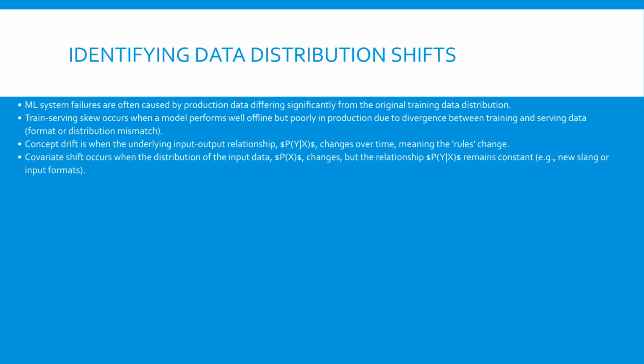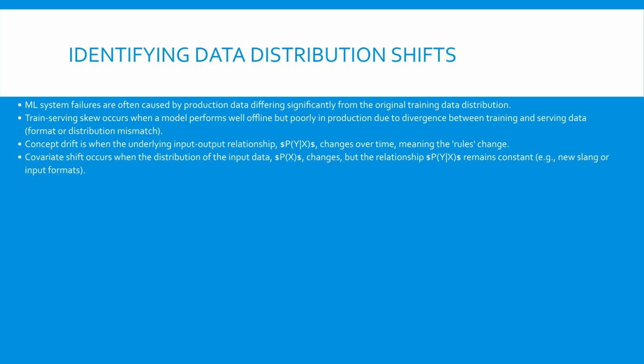Since production data is always changing, we need to know how these changes manifest. The general term for the discrepancy between the expected data and the data actually seen is a data distribution shift. One major consequence of this shift is called train-serving skew. This happens when your model works perfectly during testing because it was trained on historical data but then fails miserably in the real world, or when serving, because the real-world inputs are slightly different in structure or format from the training data. There are two main types of natural data shifts. The first is concept drift, where the underlying relationship itself changes.